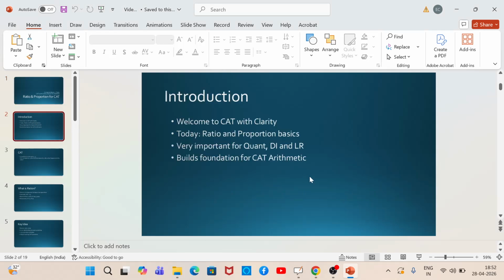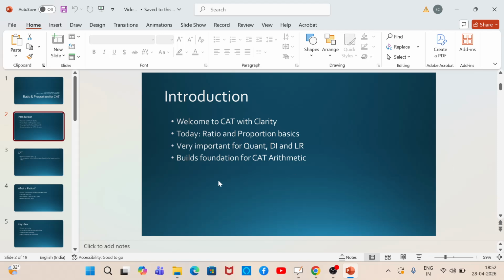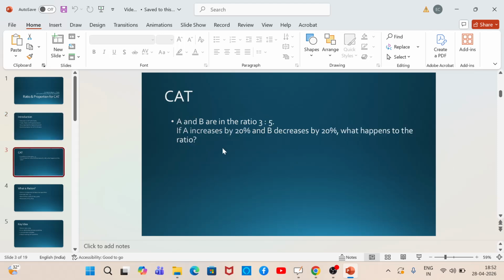Today we are going to discuss ratio and proportion basics. This is very important for Quant, DI and LR, all three of them in CAT, and it builds foundation for CAT arithmetic. So let me simply give you this question which appears in CAT often.